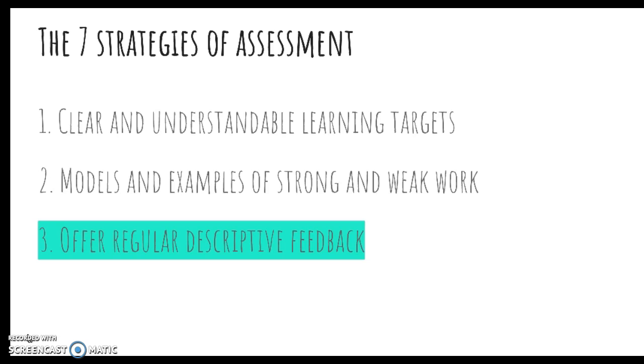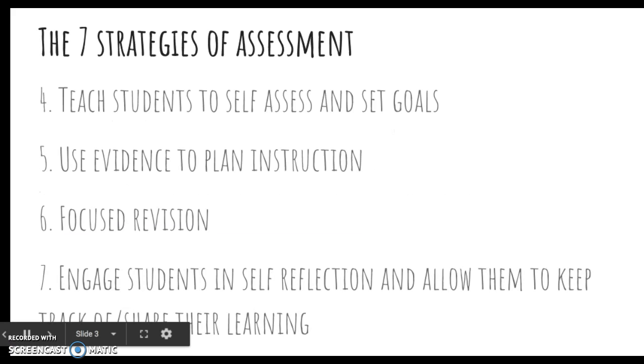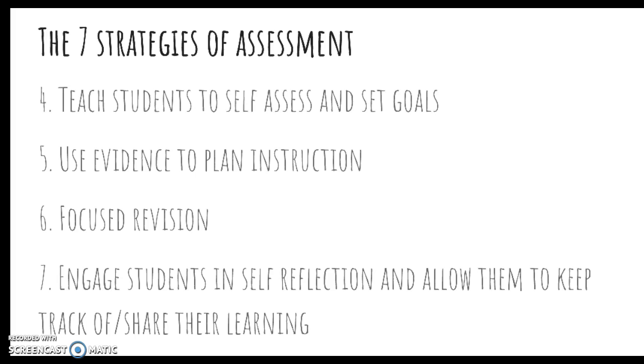Just to review the 7 strategies we learned this semester, the first one is clear and understandable learning targets. Number 2 is models and examples of strong and weak work. And the third is to offer regular, descriptive feedback. Teach students to self-assess and set goals, use evidence to plan instruction, focused revision, and then engage them in their self-reflection and allow them to keep track and share their learning with other students.